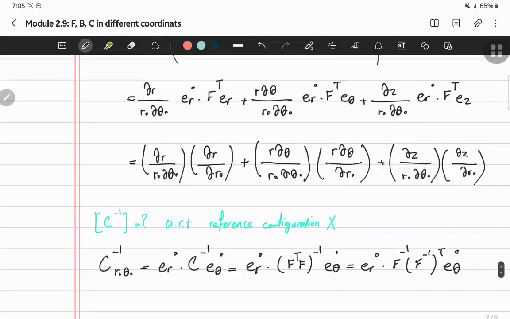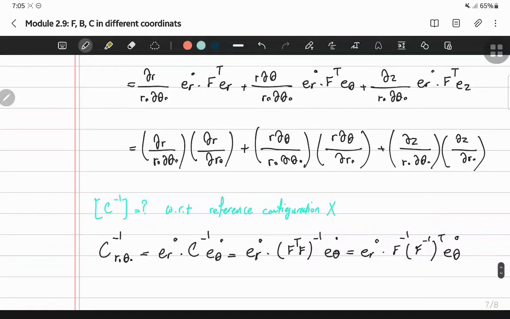All right, we have now calculated C inverse with respect to the configuration X. We can use the same strategy to calculate the different components of C inverse with respect to the reference configuration as well as the current configuration.